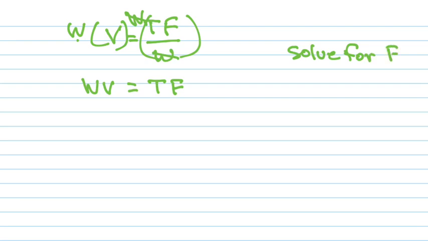Is the F by itself? No. How is the T attached to it? Multiplication. And the opposite of multiplying by T is dividing by T. Over here, they divide away. That gives you WV over T equals F. And you're done. The F doesn't have to be on one side or the other, just as long as it's by itself.